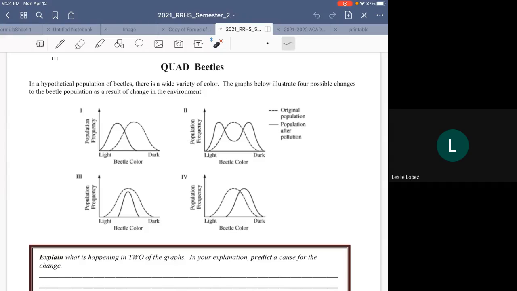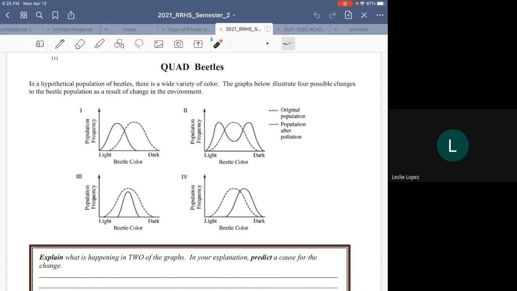Hey everyone, this is the warm-up on beetles. The prompt you were given is that in a hypothetical population of beetles, there's a wide variety of color. The graphs below illustrate 4 possible changes to the beetle population as a result of a change in the environment. What we're going to do with these 4 graphs is explain what is happening in 2 of the graphs. In your explanation, predict a cause for the change.